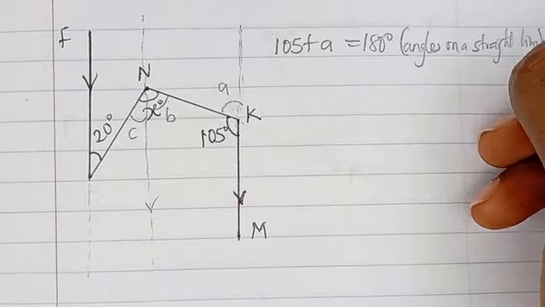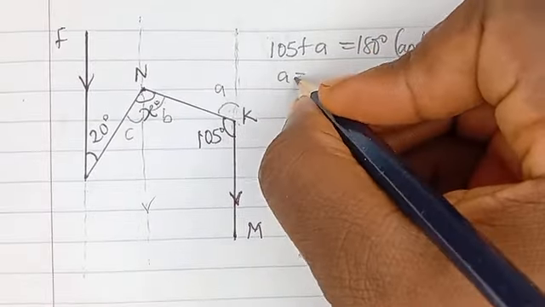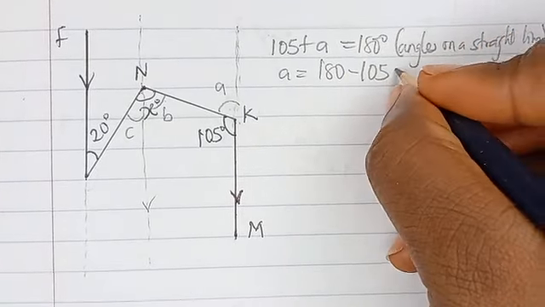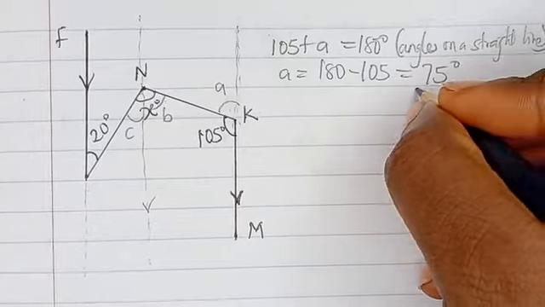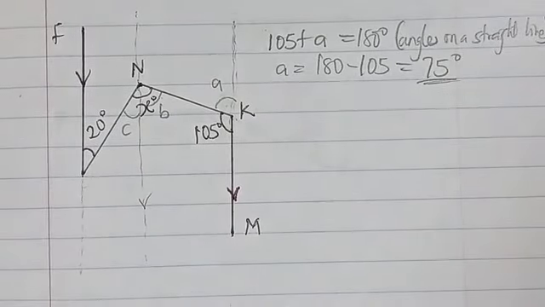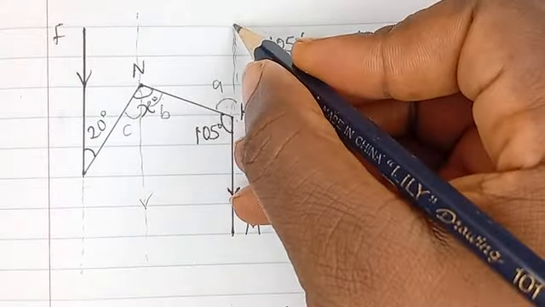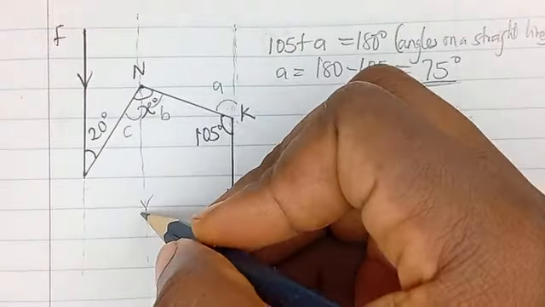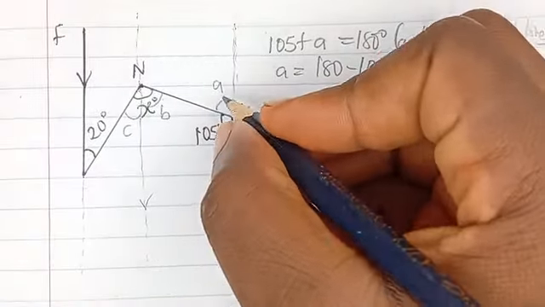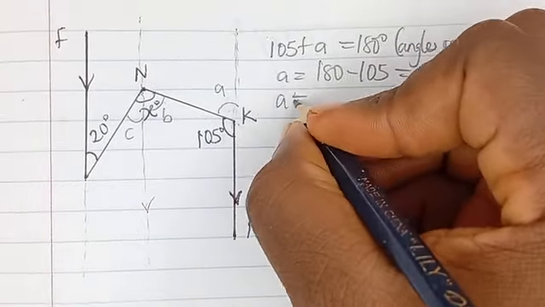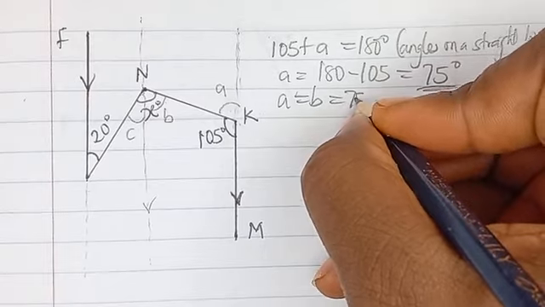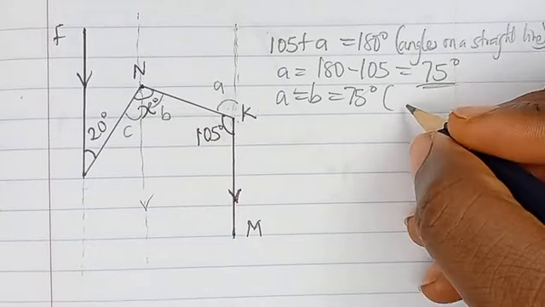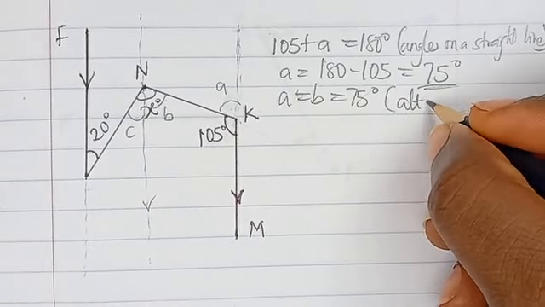Straight line. Okay, we have that angle A is equal to 180 minus 105, which is equal to 75 degrees. So that's for angle A. And then we can see this is parallel, this is parallel, so this is the transversal. So angle A is equal to angle B, which is equal to 75 degrees, and our reason for making this statement is alternate angles.